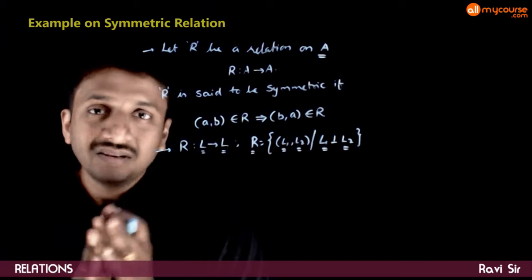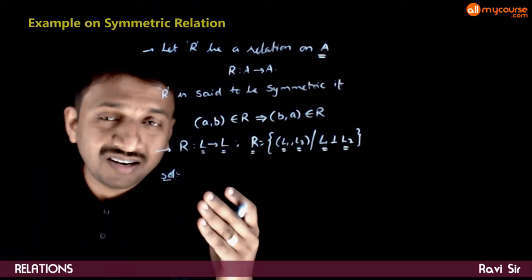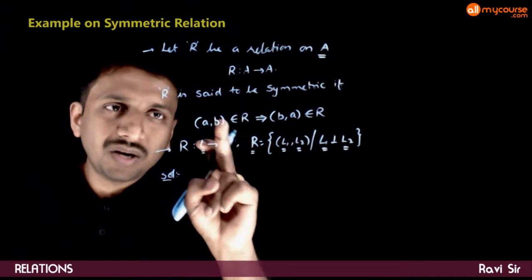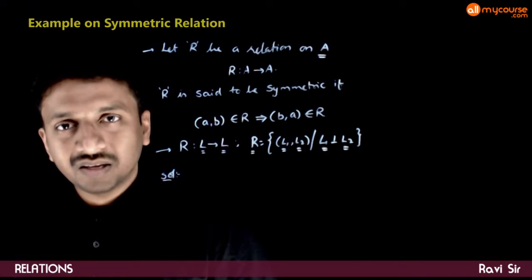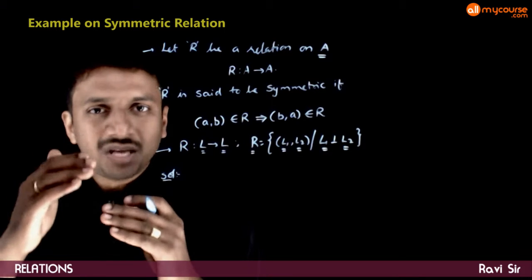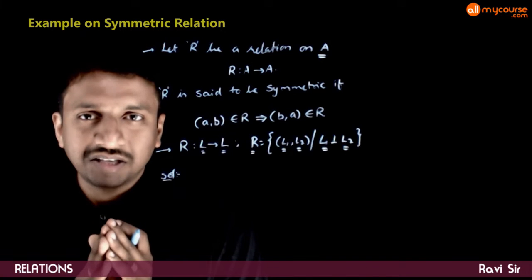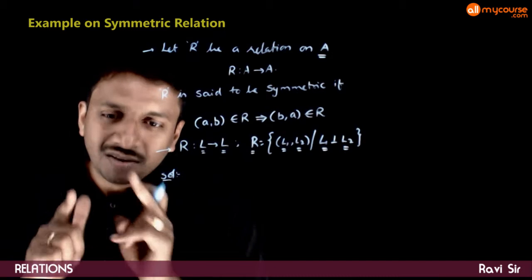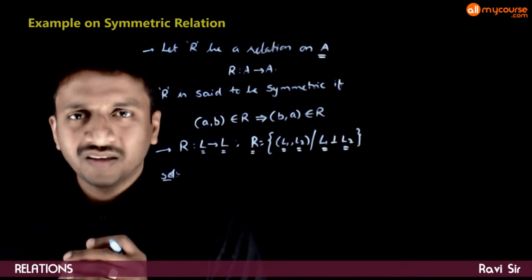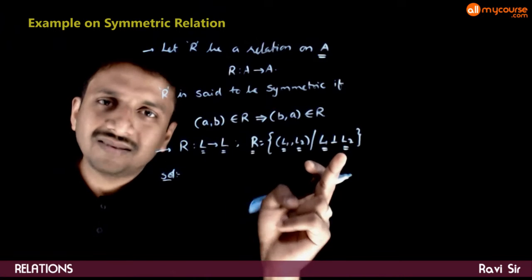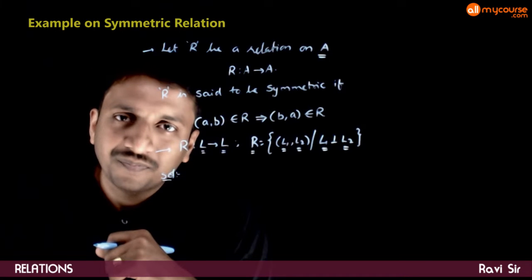Now, is this relation symmetric? Let us check. What is the definition of symmetric? If a is related to b, b should be related to a. So does that logically hold good for this relation? If you take two lines L1 and L2, if L1 is perpendicular to L2, can you say that L2 is also perpendicular to L1? Yes. So L1 perpendicular to L2 implies L2 is perpendicular to L1. Hence, if (L1, L2) belongs to R, (L2, L1) also belongs to R.